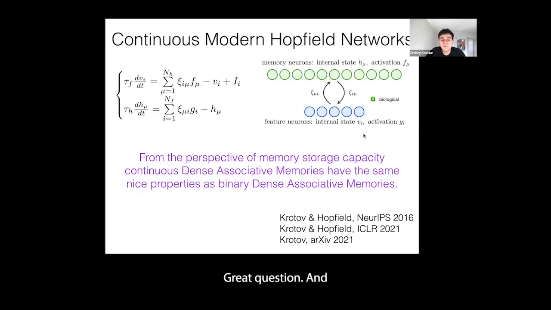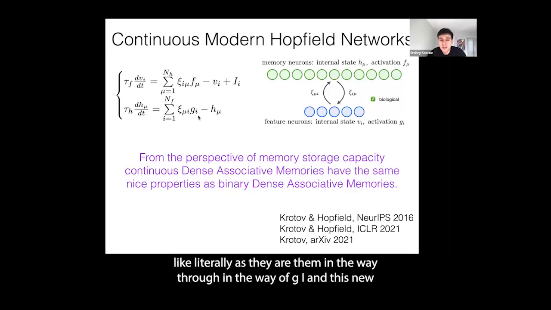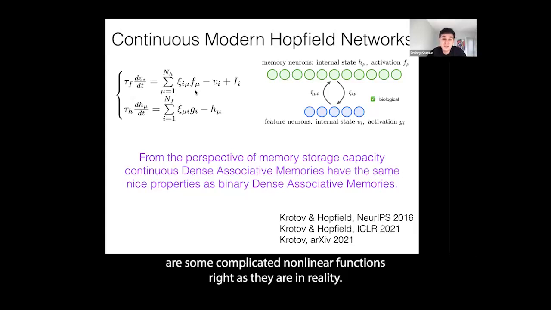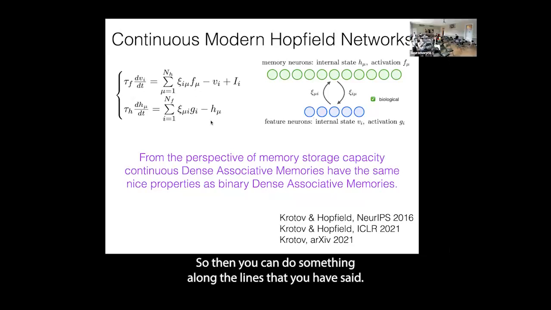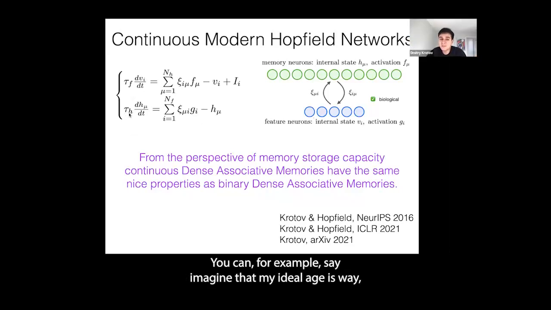Great question. Let me first slightly disagree with you on your first question. Let's take a look at these equations literally as they are written, and imagine that Gi and F mu are some complicated nonlinear functions, as they are in reality. Then you can do something along the lines that you have said. You can, for example, imagine that my tau H is way, way smaller than tau F, so the second equation equilibrates way faster than the first one.